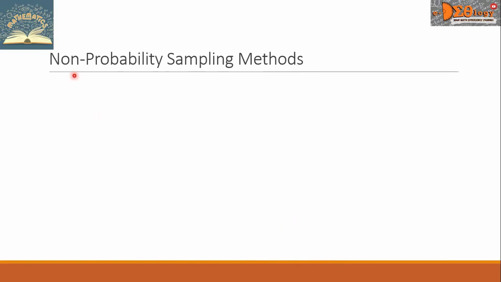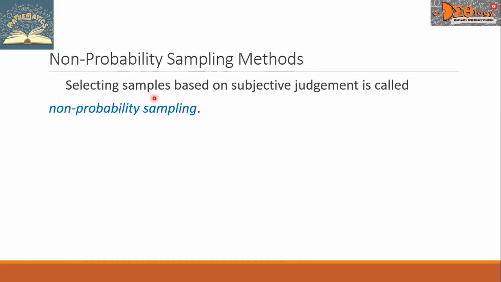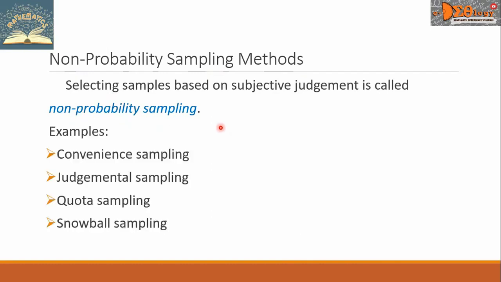Let's go now to the second classification, the non-probability sampling methods. Selecting samples based on subjective judgment is called non-probability sampling. These are the examples: convenience sampling, judgmental sampling, quota sampling, and snowball sampling.